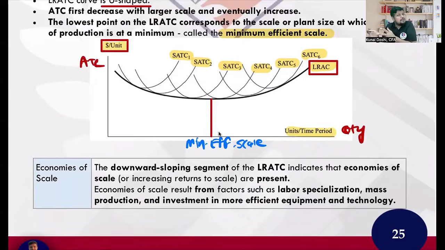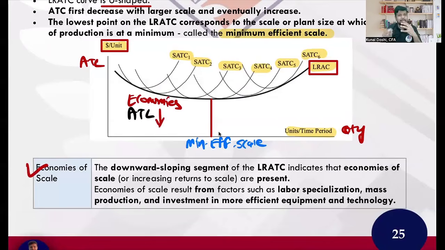As you keep on producing more and more, the average total cost initially is going down. So the left side of minimum efficient scale is called economies of scale. Why? Because, as you keep on producing more and more, the average total cost is going down. Are you with me? Correct? This is called economies of scale.